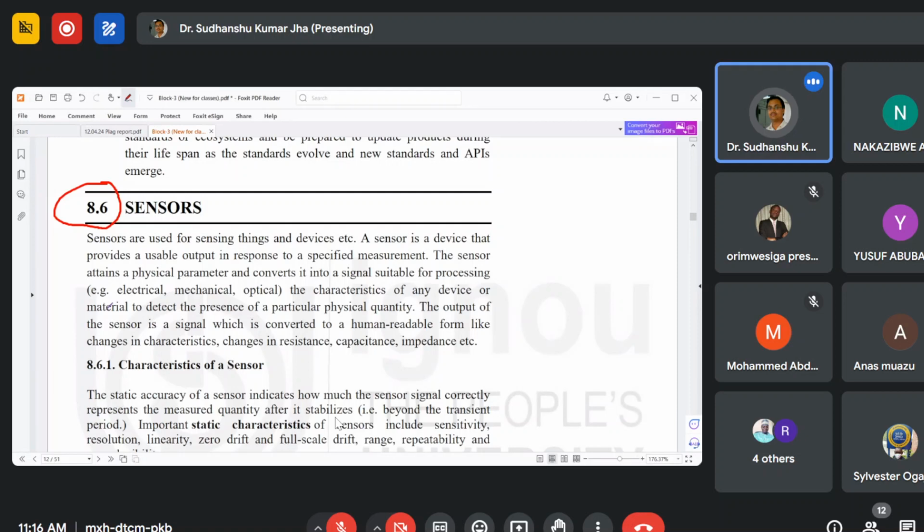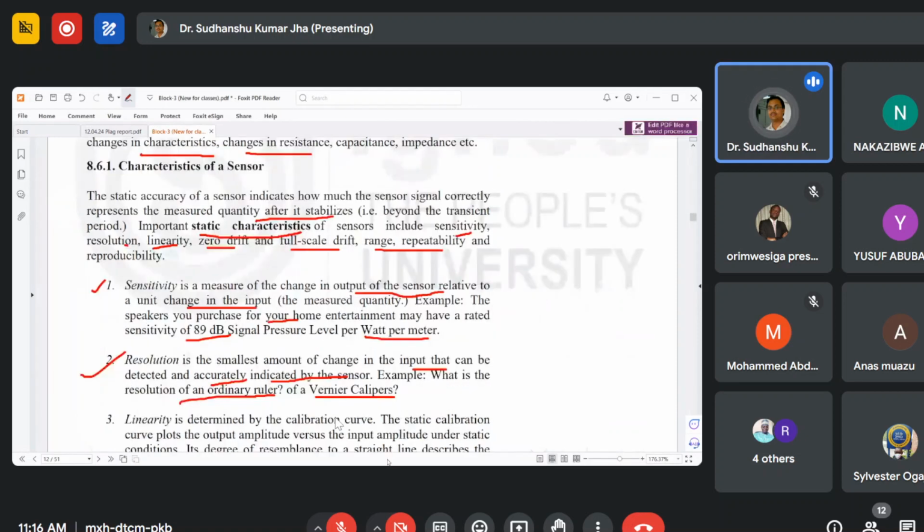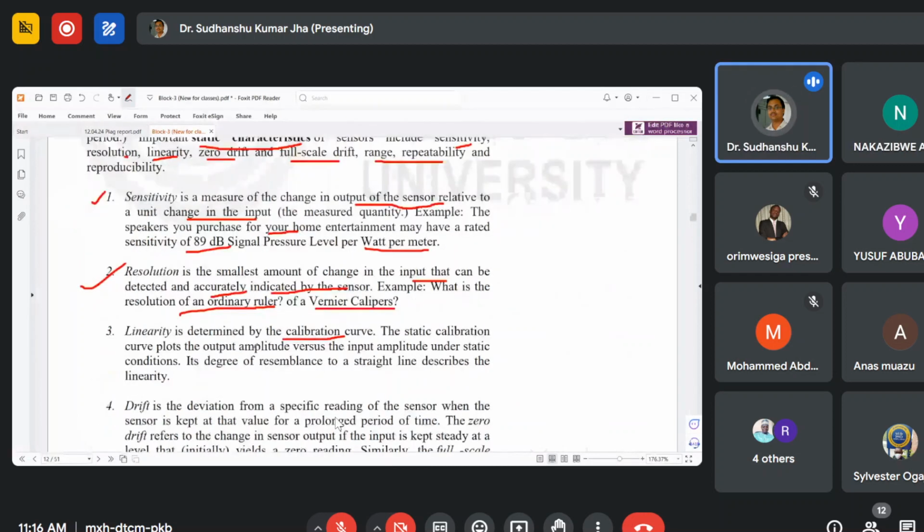Similarly, linearity determines the calibration curve. The static calibration curve plots the output amplitude against the input amplitude under static conditions, and the degree of resemblance to a straight line describes the linearity. We draw a graph between the input amplitude and the output amplitude. If the line comes out as a straight line, it means the input and the output are calibrated to each other and working perfectly. If a straight line is not coming, it means the calibration between the input and the output is not up to the mark. We need to recalibrate.